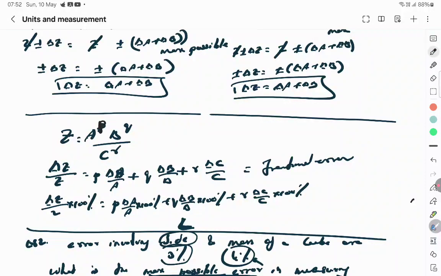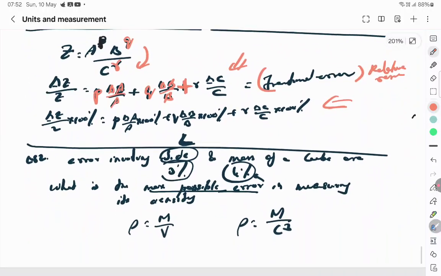When there is a to the power p, it is p into delta A by A, being the fractional error. When there is a q in the power, it is q into delta B by B. And this r in the power is plus, because the denominator c is there, it doesn't mean it's minus. It is on everything with the plus, r into delta C by C. These are called fractional errors or relative error. Relative error is the change in error to the original value. But a percentage error is multiplied throughout with 100.